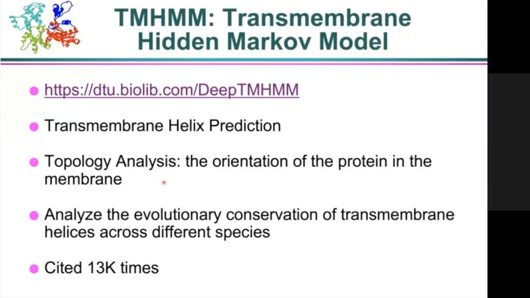And then there are many transmembrane protein tools. This one is probably the most popular. It's called TMHMM, the transmembrane hidden Markov model. You will see from the name that initially it was a hidden Markov model for transmembrane prediction. But then pretty much all the hidden Markov models for bioinformatics have been replaced by deep learning methods. So they also have a deep learning version, which I'm going to do a brief demo of.